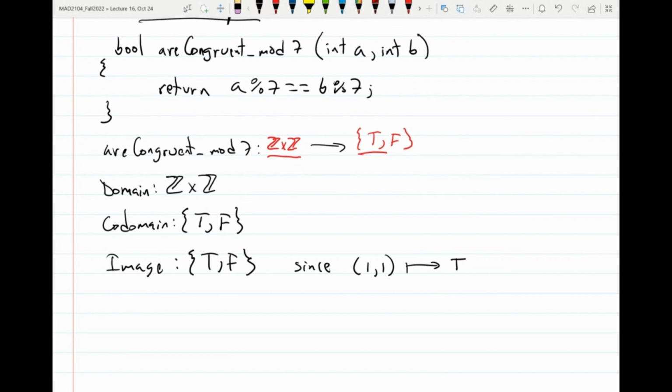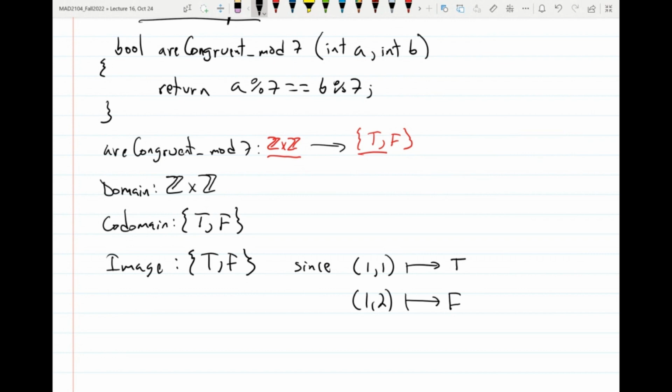Okay. Because I don't want to write that big name for the function again, so I'm just going to say that the pair 1, 1 gives me true. Now we need to exhibit something that gives me false. Good: 1, 2. Why does the pair 1, 2 give me false? Because the remainder of 1 divided by 7 is 1, and the remainder of 2 divided by 7 is 2. They are not equal, so this function is going to return false when you input this pair.